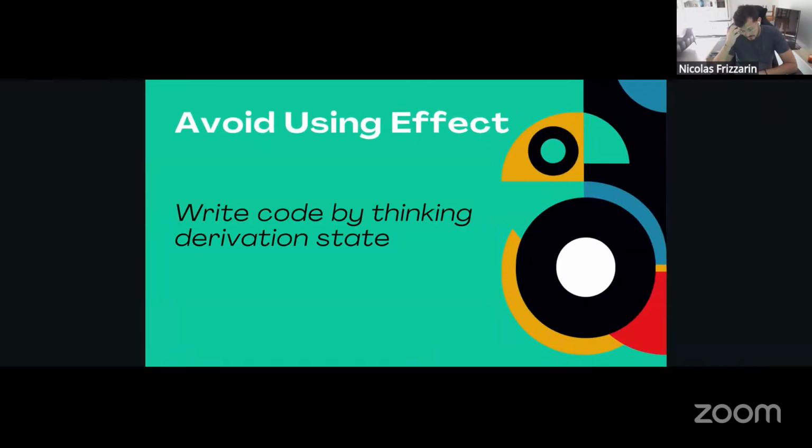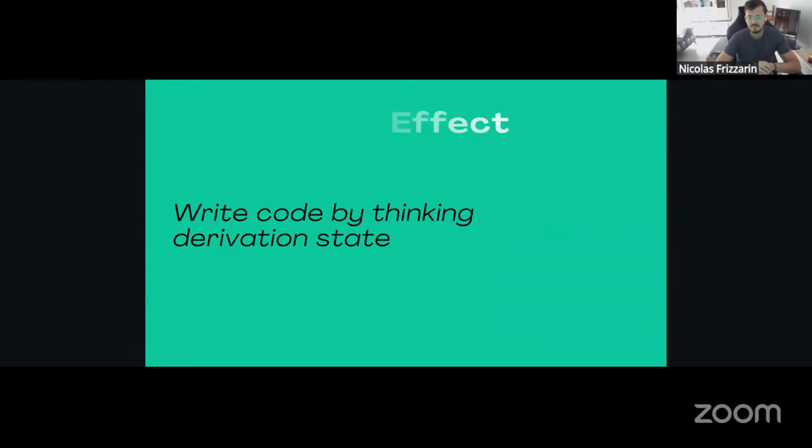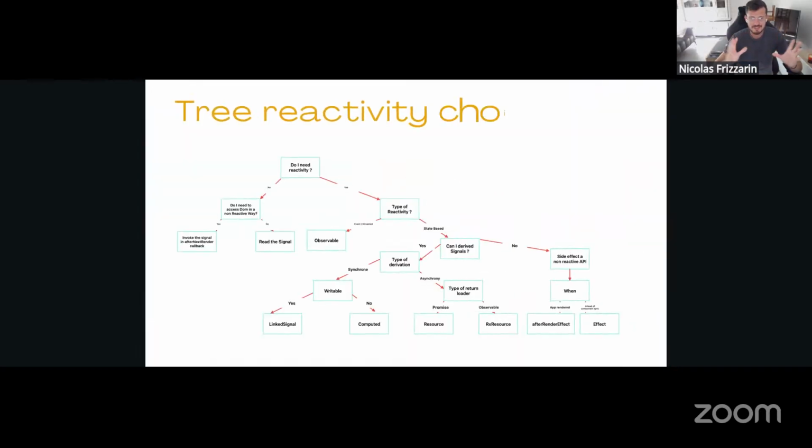What is very important is avoiding using effects. When you have signals and you want to derive these signals to set a new signal, the goal is to totally avoid using effects. It's better to use computed or linked signals, and that's why I created a reactivity tree to explain that.